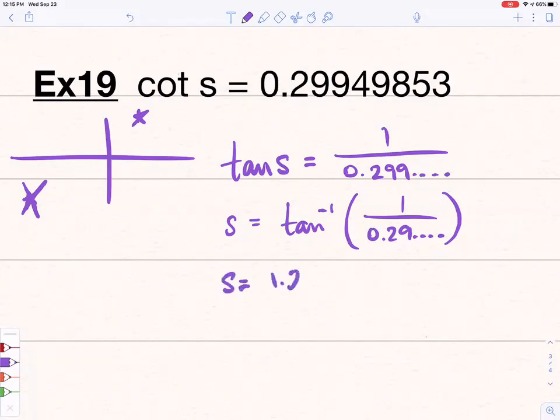And I got 1.2798. You guys get the same thing?